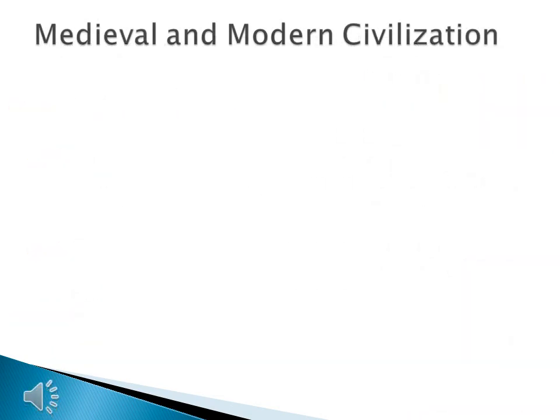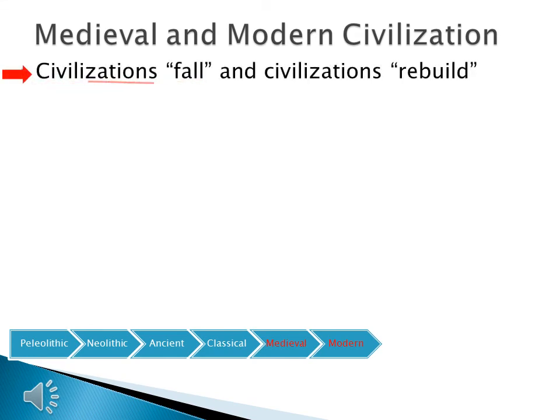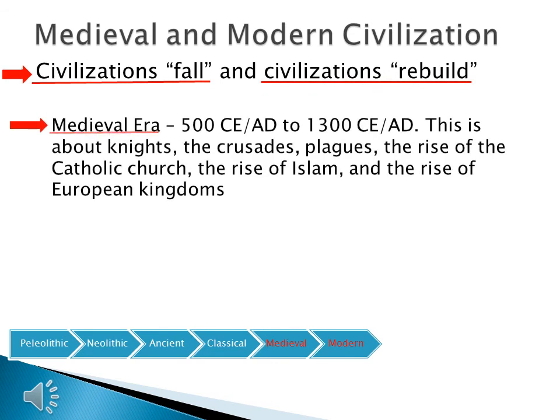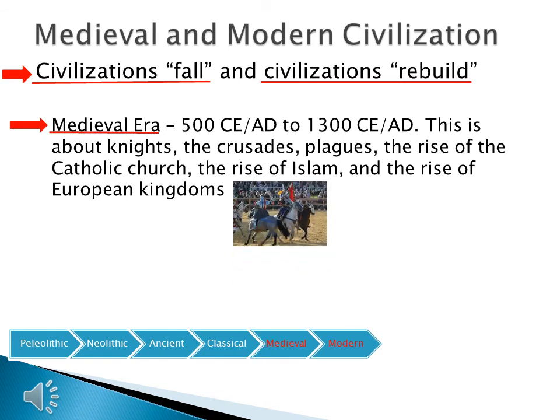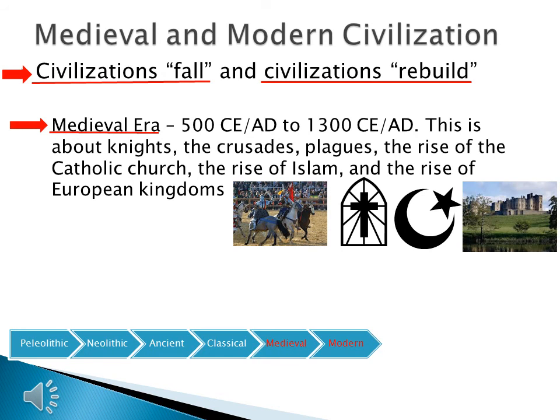The last two eras we're going to study are the medieval era and the modern era, and we study these two eras to see how civilizations fall apart and how they rebuild themselves. The medieval era lasts from 500 CE to about 1300 CE, and this is all about knights and the Crusades and plagues and the rise of the Catholic Church and the rise of Islam and the rise of European nation-states and kingdoms like England and France and Spain and Germany and Italy and Russia. In other words, we're going to be studying the history of the Middle East and Europe.